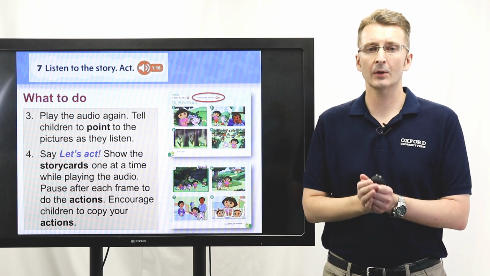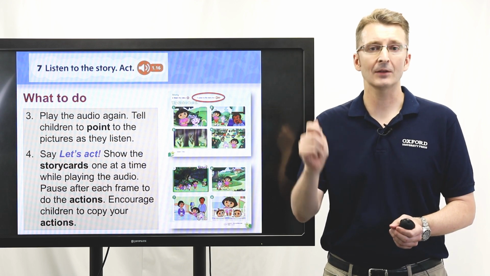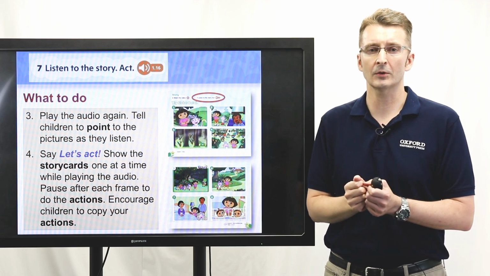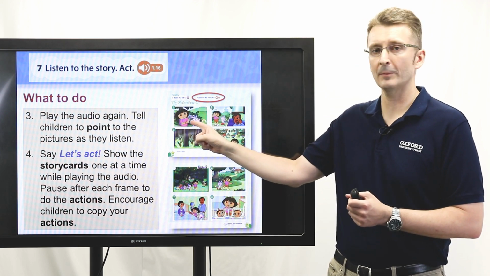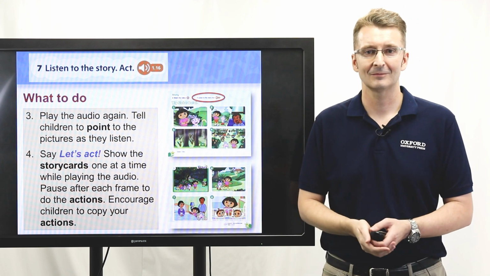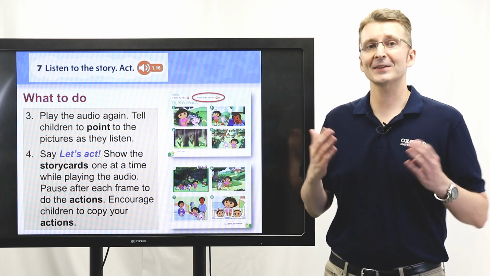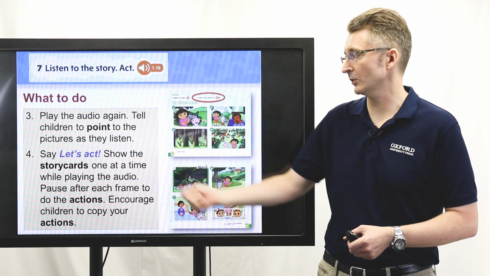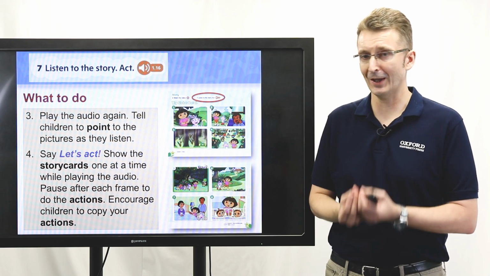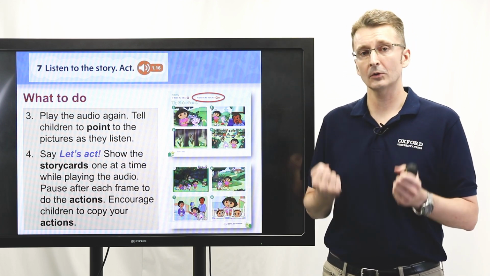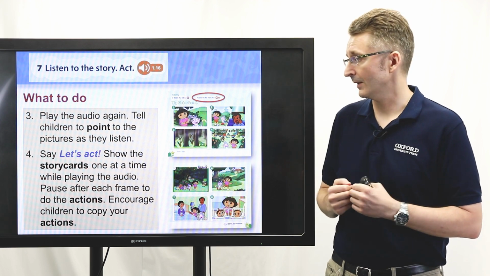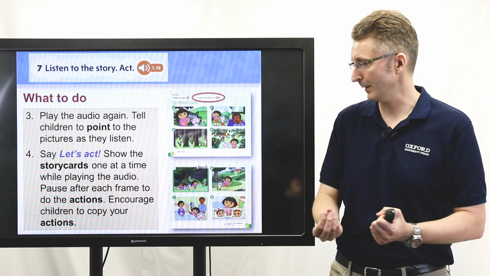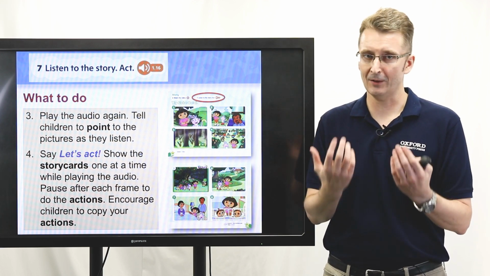And also note that the audio track has a built-in gap and sound effect after each picture, so it's very clear to you and the students when they should move their attention from one picture to the next one. Step 4. Say, "Let's act." Now here you're going to show the story cards one at a time to your students while playing the audio again. So what you can do is pause after each frame and then teach your students the actions that accompany each story frame, and encourage your students to copy those actions.